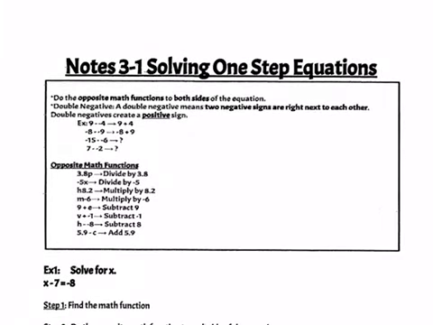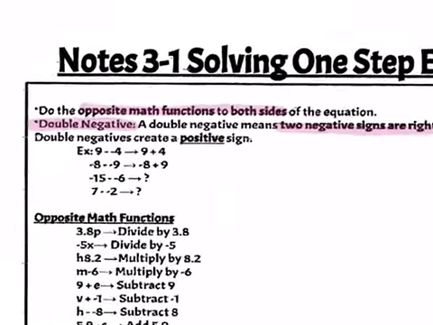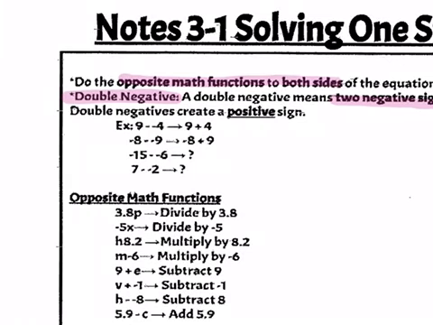And to do that, we want to do the opposite math functions to both sides of the equation. So both sides of the equal sign. If you come across a double negative, that means two negative signs are right next to each other. You'll see it like minus negative, like right here. And so a double negative creates a positive sign.